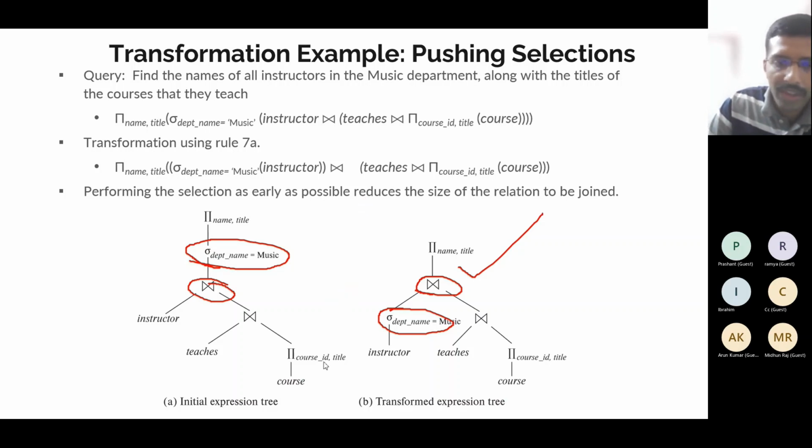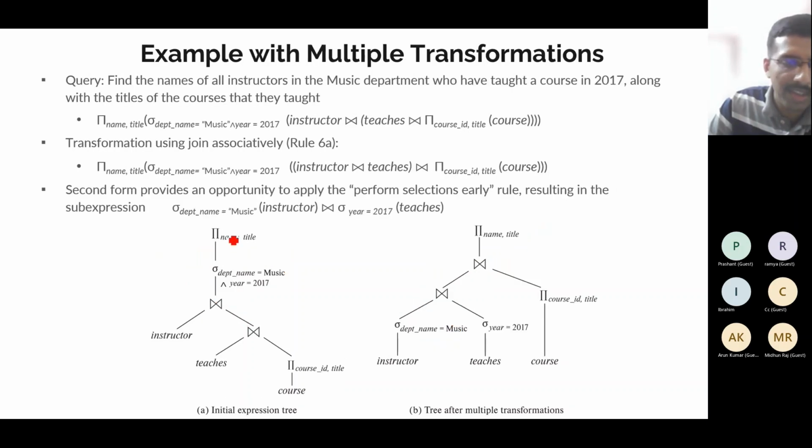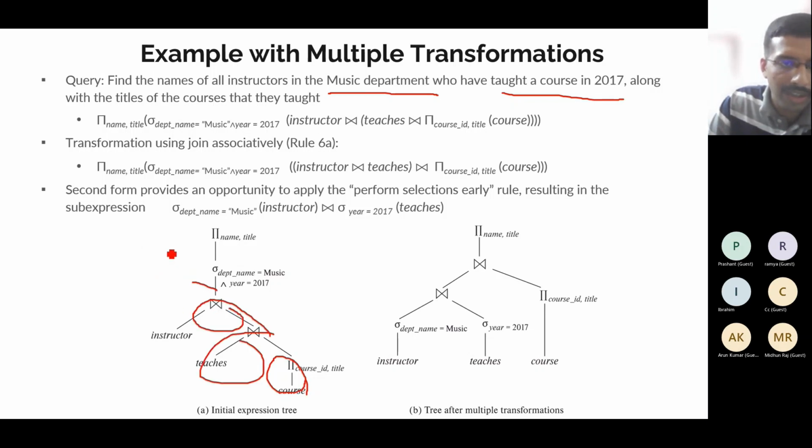Then we will see a second example that is similar to this: instructors in the music department who have taught a course in 2017. It is similar, but I am adding an additional condition that the teacher should have taught in the year 2017. One way, similar to our first example, is that I take course, then I do a join on teachers, then a join on instructor, then I do a select based on department name and year. Finally, I do a project.